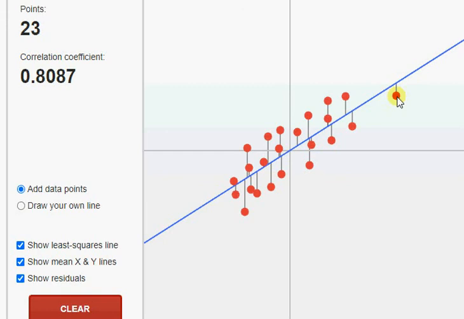So this is the gap between the red point and the blue line, which is your residual.